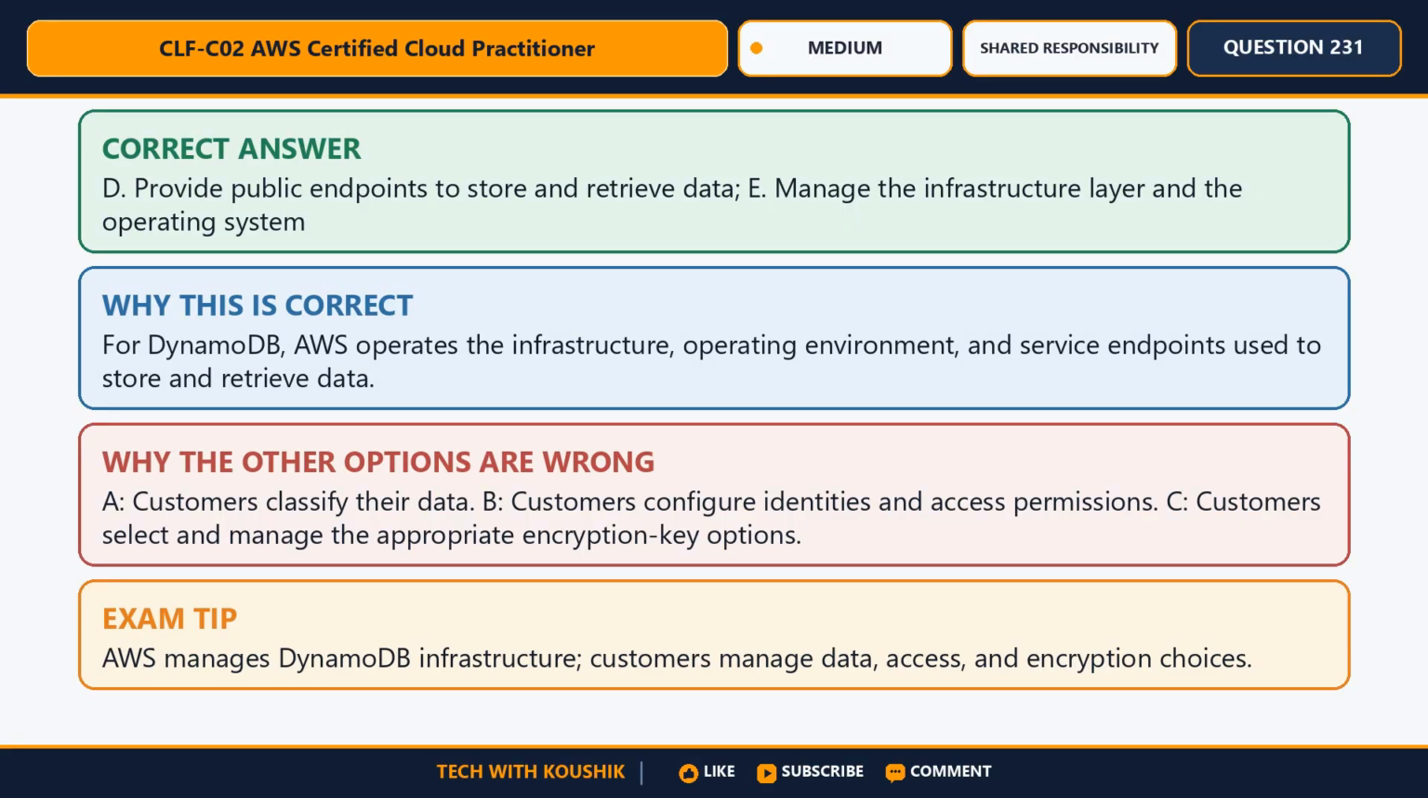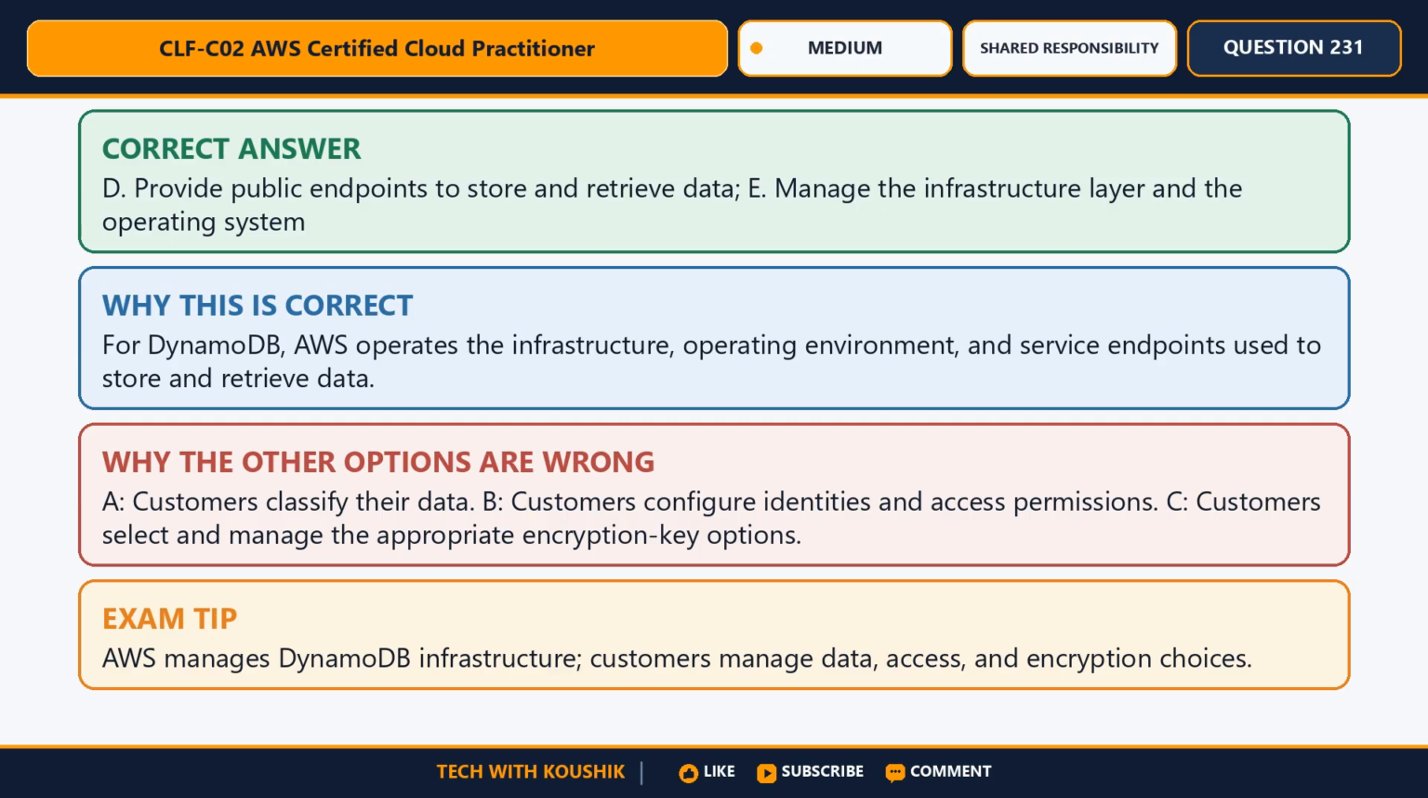The correct answer is D, provide public endpoints to store and retrieve data, and E, manage the infrastructure layer and the operating system. Here is why. For DynamoDB, AWS operates the infrastructure, operating environment, and service endpoints used to store and retrieve data. Why are the other options not correct?